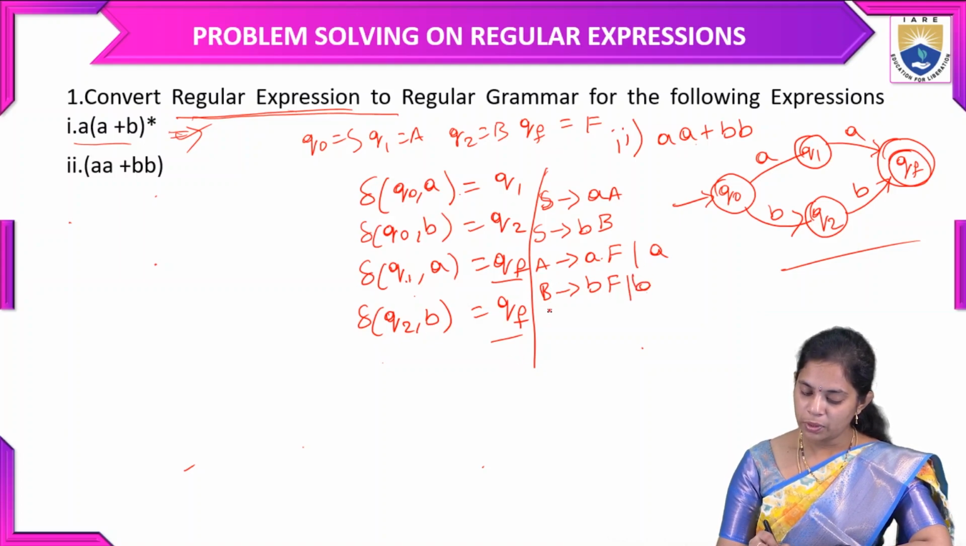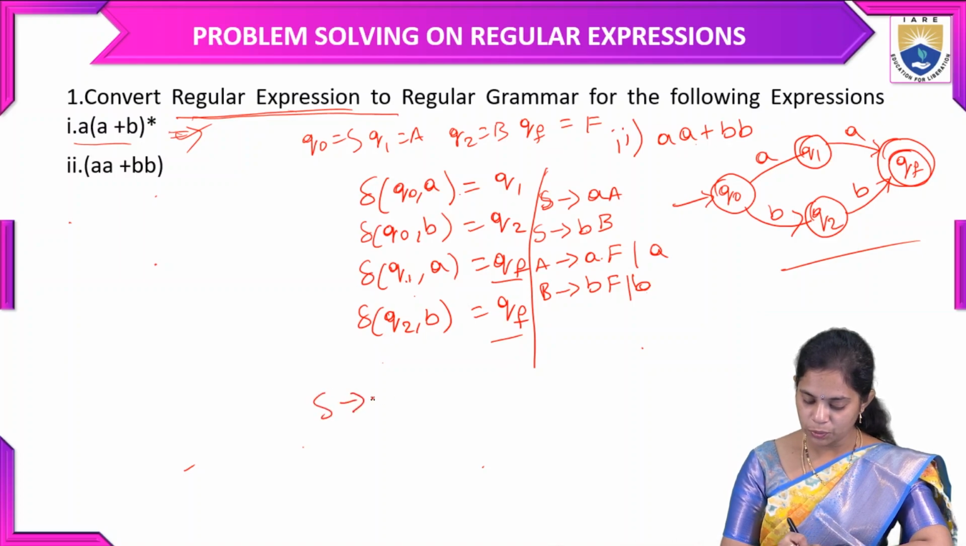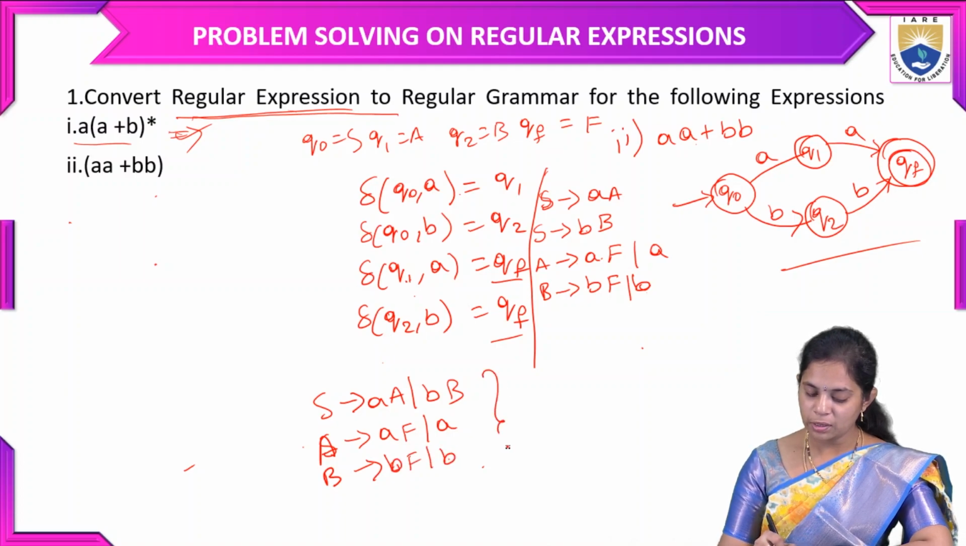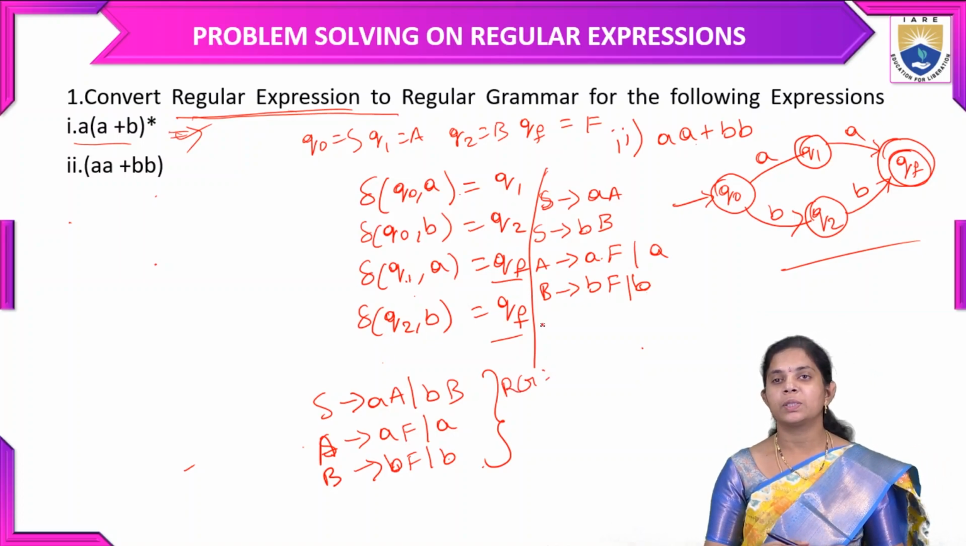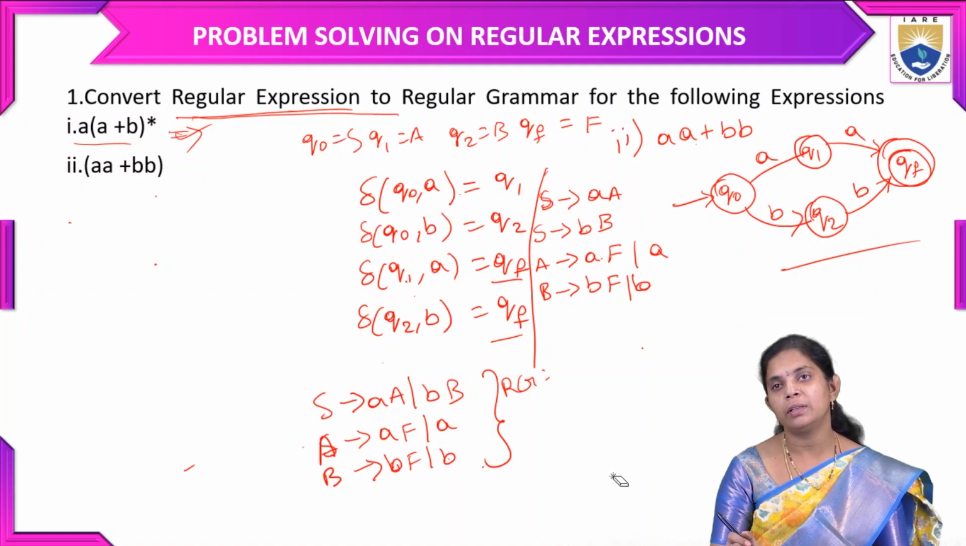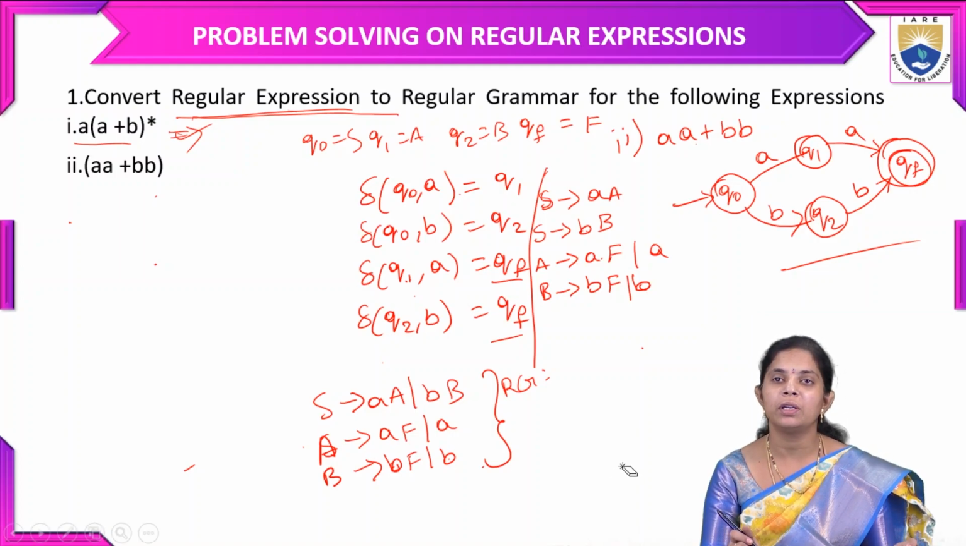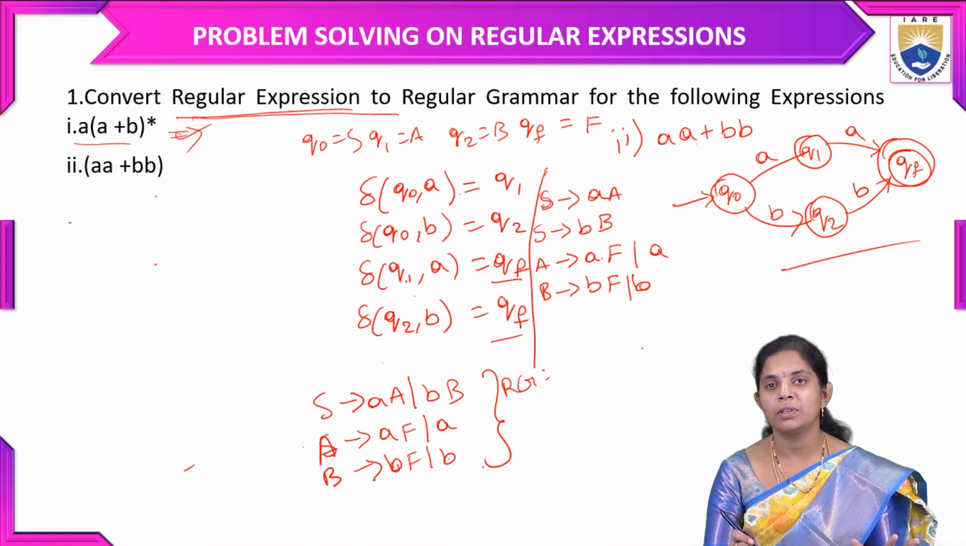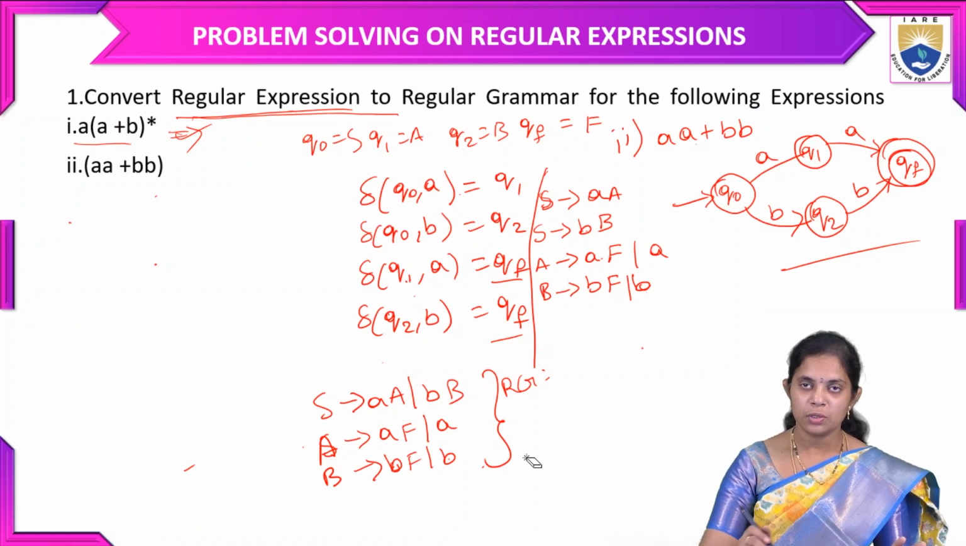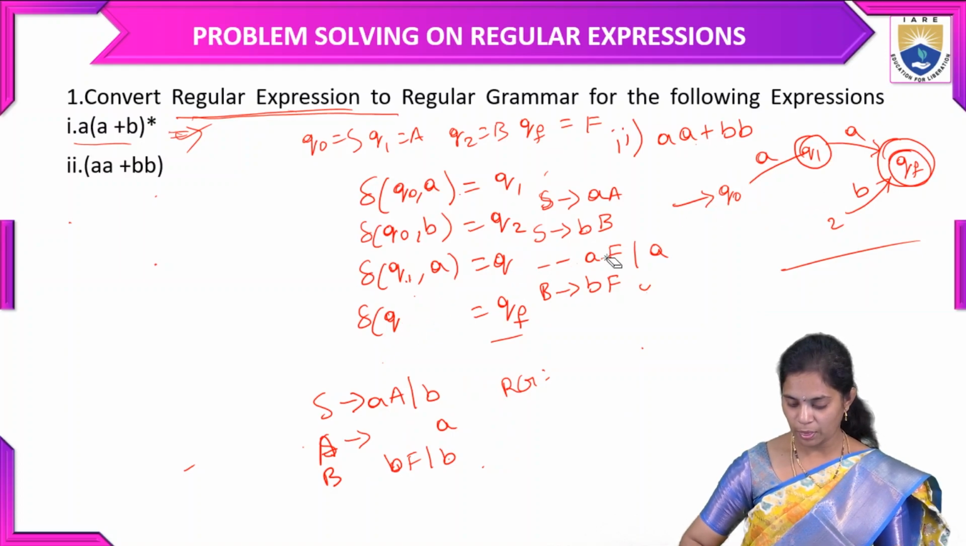So altogether we will write S tends to AB, BB, and S tends to AF, A. Sorry, A tends to AF and B tends to BF, B. So these are the regular grammar for the given finite automata. Like this we need to convert the regular expression into a finite automata, and then by seeing the transition functions we can write the production rules.